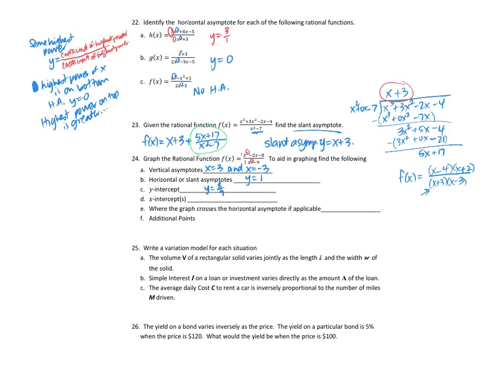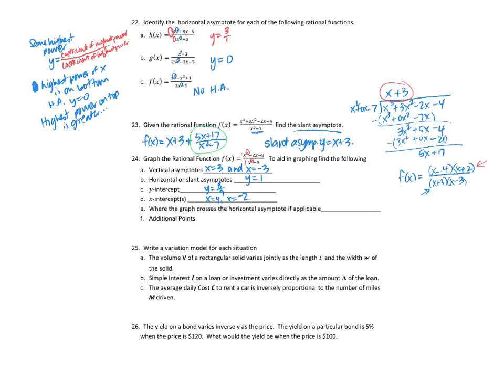And then my x-intercepts, I can figure those out by looking at the numerator here. So my x-intercepts are going to happen when x equals 4 and when x equals negative 2. Because if I plug in 4, I'm going to get 0 on top. If I plug in negative 2, I'm going to get 0 on top. So those are my x-intercepts. And then where the graph crosses the horizontal asymptote, if applicable.